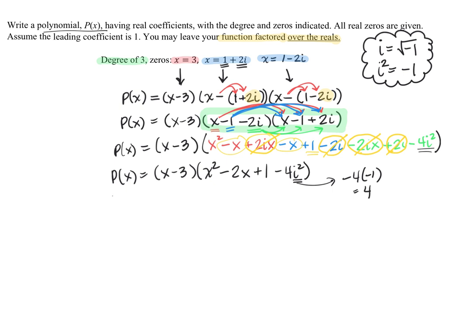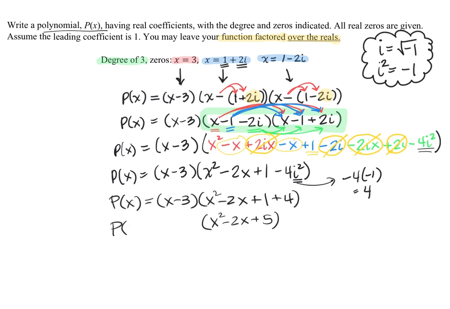So our polynomial function right now is x minus 3 times the quantity x squared minus 2x plus 1, and then this becomes plus 4. So we can see that's going to become x squared minus 2x plus 5. So p of x is equal to the quantity x minus 3 times x squared minus 2x plus 5. Now, if you are working on a problem that was requesting that your polynomial be in general form or sometimes called standard form, then you would continue to distribute this.